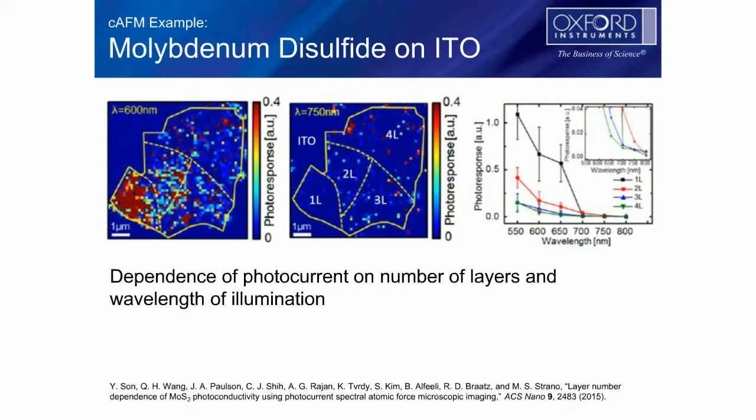The point of this study was to look at the dependence of photocurrent on the numbers of layers and the wavelength of illumination. This was a really neat study where they actually show that there is, in fact, a very clear dependence on both the wavelength and the number of layers. It's a nice, clean use of this.